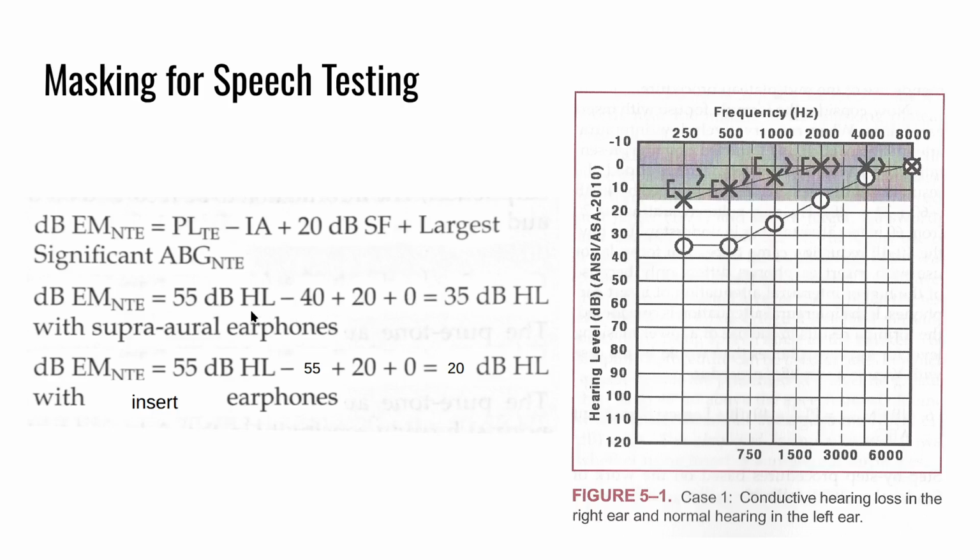So we have 55 dB minus 40 for our intraoral attenuation, plus 20 plus 0 equals 35 dBHL for the masker level with supraoral earphones. And now with inserts, 55 minus 55 plus 20 plus 0 is 20 dB with inserts. So we have less masking to the non-test ear, to the left ear, with inserts than we do with supraoral earphones. And so again, the key thing here is, yes, there is an air-bone gap of 5 dB, but it's not significant because it's less than 10 dB.